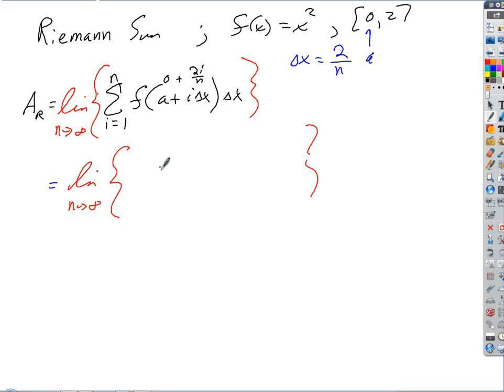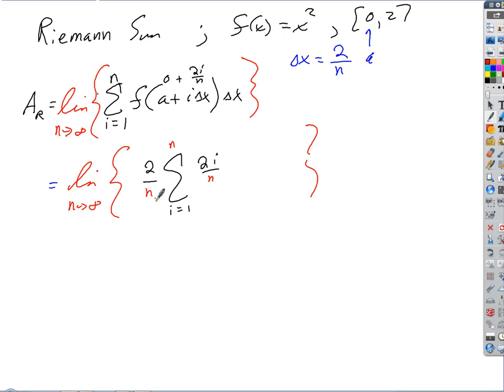So I'm going to get the quantity, the sum of 2i over n, squared, as i goes from 1 to n, right? Times delta x. I'll do one thing here. You'll see why in a second. And this becomes 2 over n.